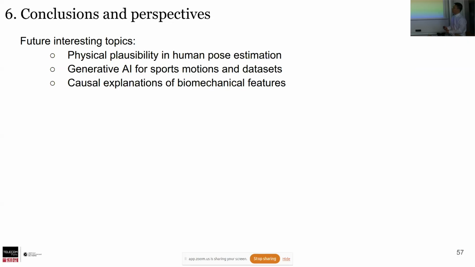And the second is generative AI for sports motion and the data set. We see from some news that currently generative AI generates very good videos, but when it comes to sports-motion-related ones, it's still not very good. In this way, maybe we can also facilitate constructing some data set for other purposes. Lastly, in the biomechanical feature analysis, it's better to incorporate some causal explanations. But in our case, we have too little data to do this.